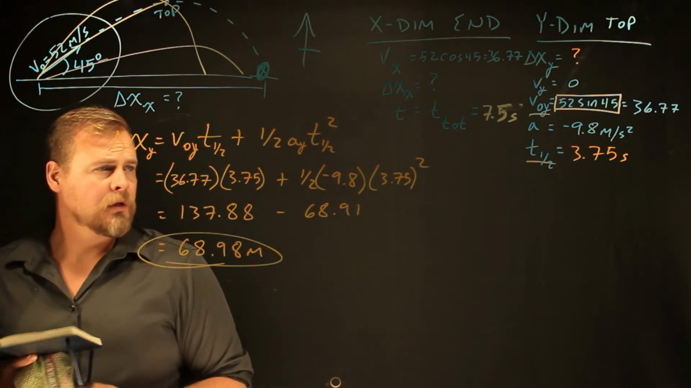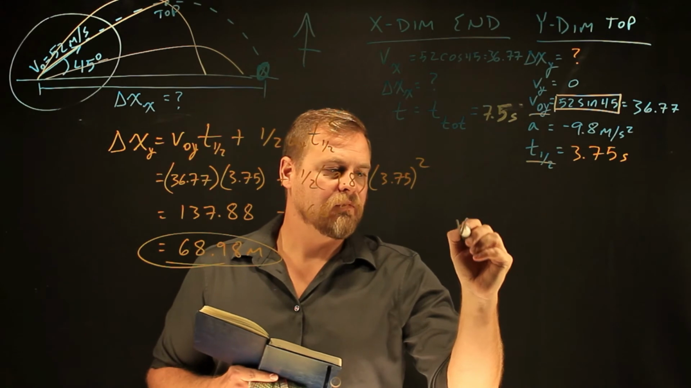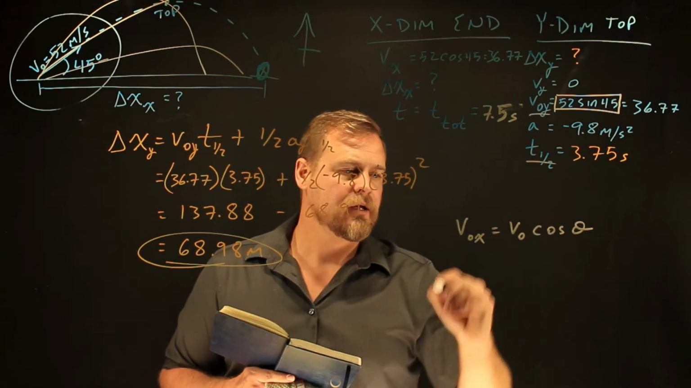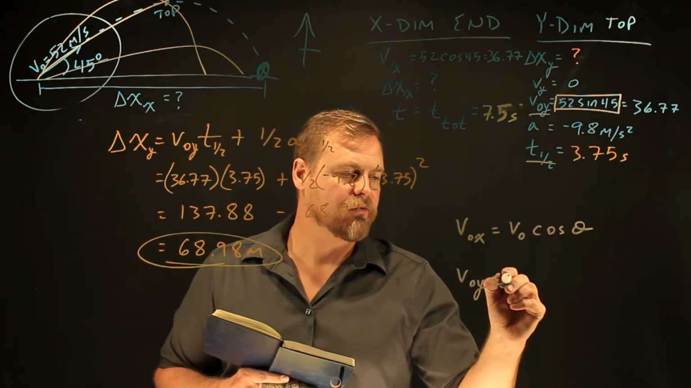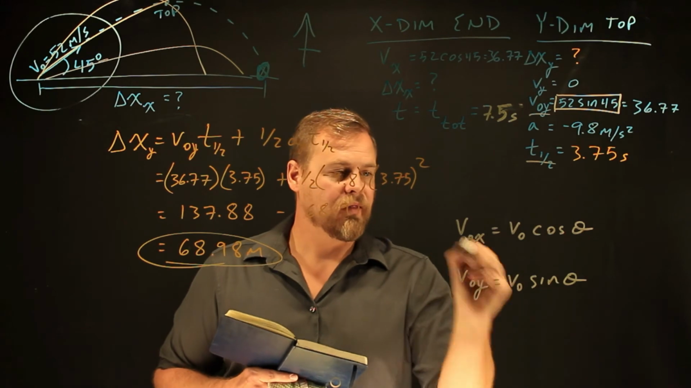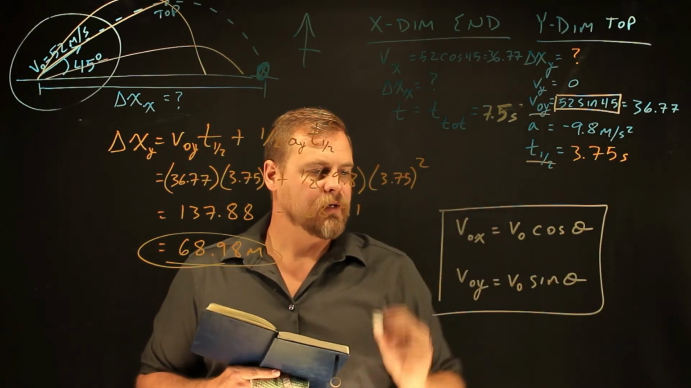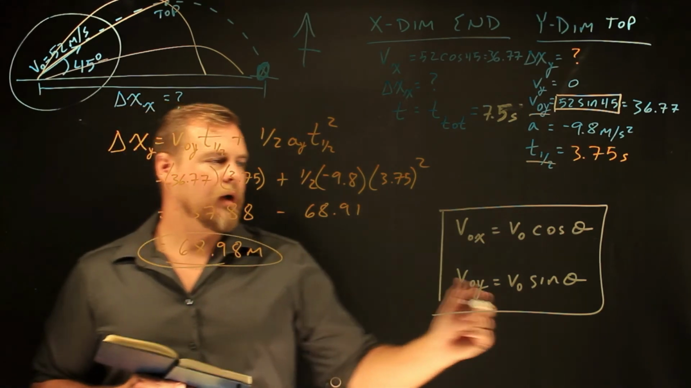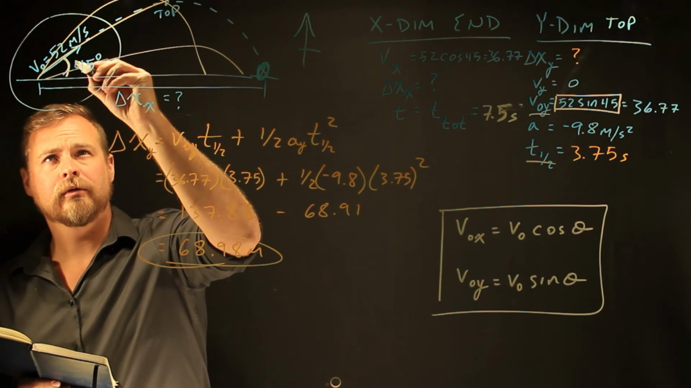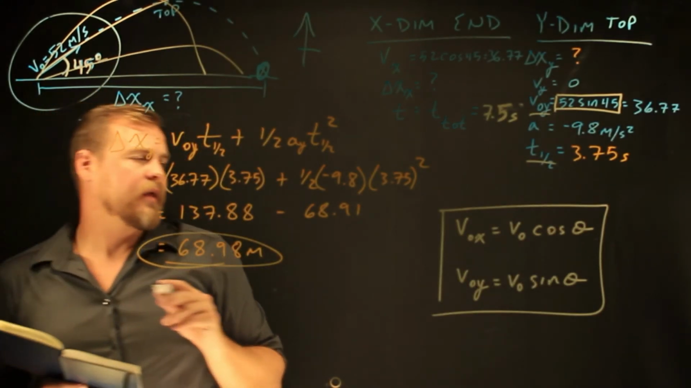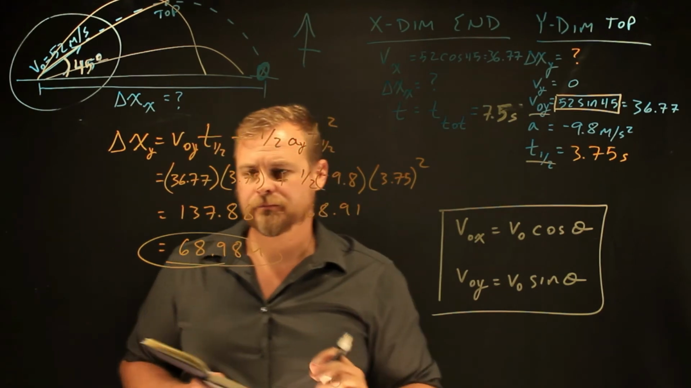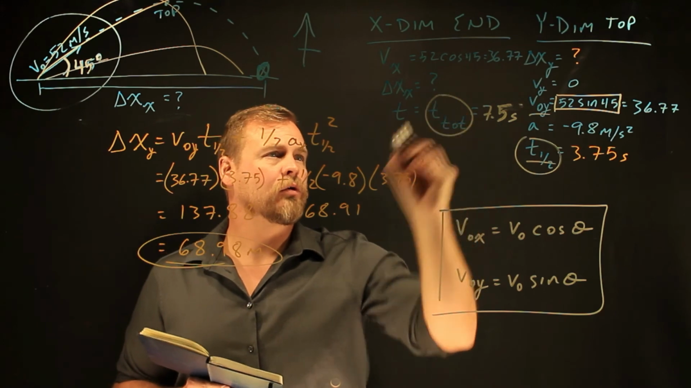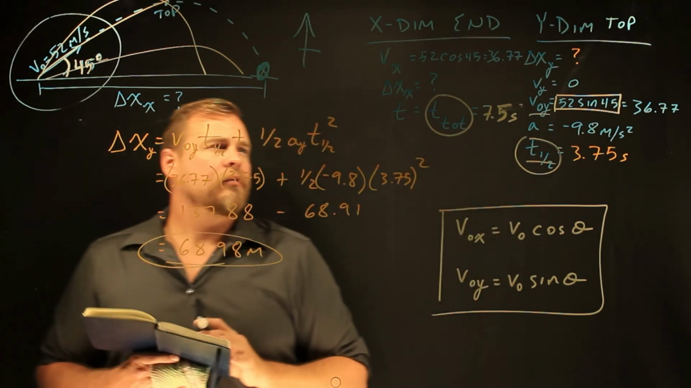So there you have it. Your v naught x is going to be v naught cosine theta, and your v naught y is going to be v naught sine theta. This will hold true 99% of the time unless you're doing something really, really weird. But remember, if we keep our angle to the nearest horizontal, like we did here, then these rules should apply. And then we made sure we are looking at t half versus t total. That's important to keep track of.